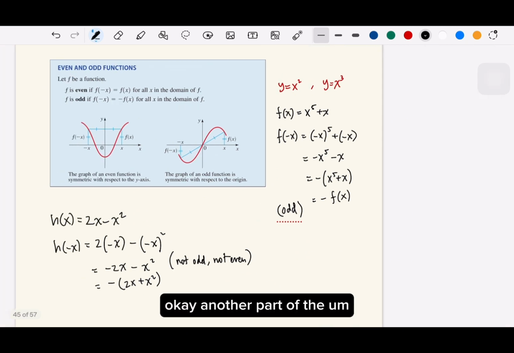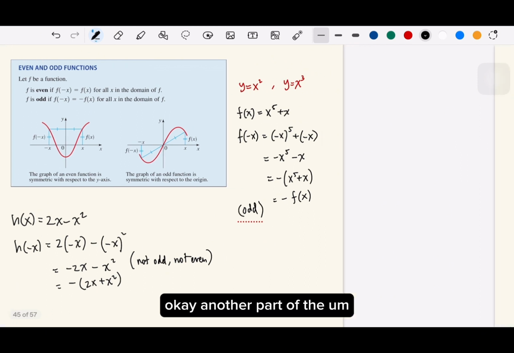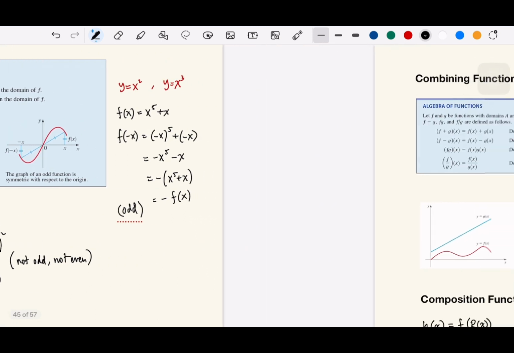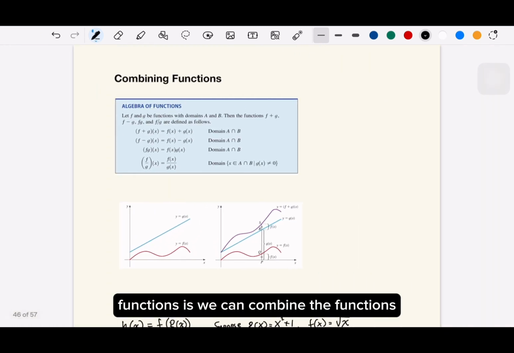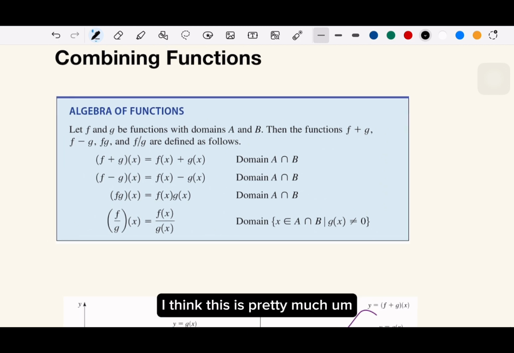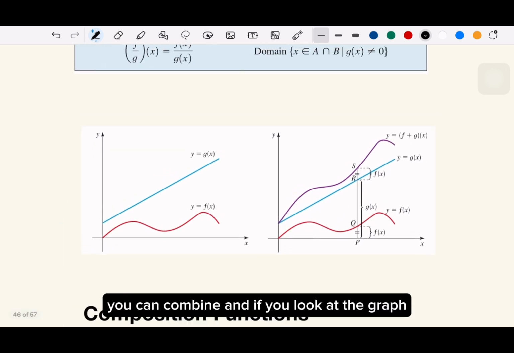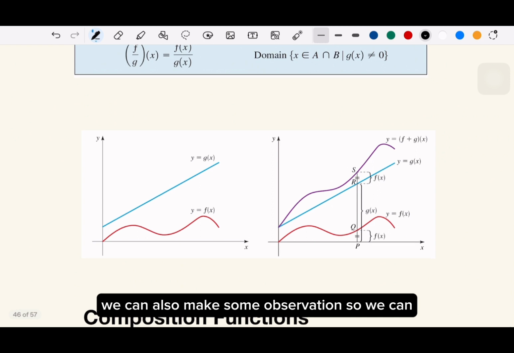Okay, another part of functions is that we can combine functions. I think intuitively we know all of this, and you are already using all of this. So you can combine functions, right? We can combine them, and if you look at the graph, we can also make some observations.